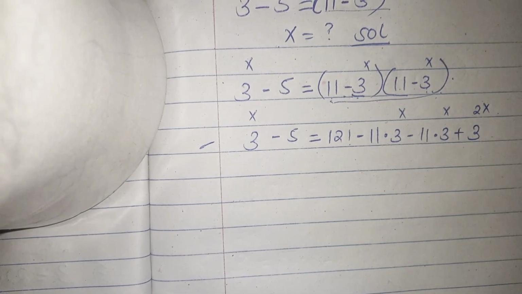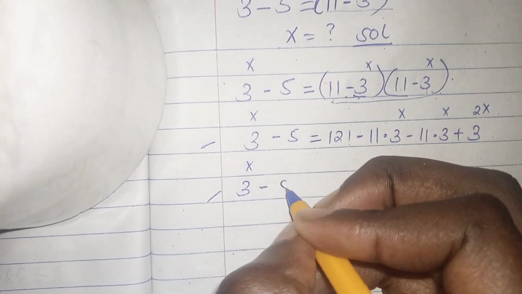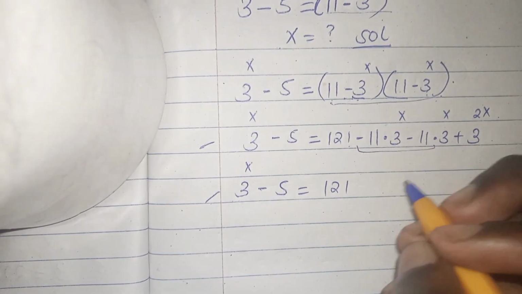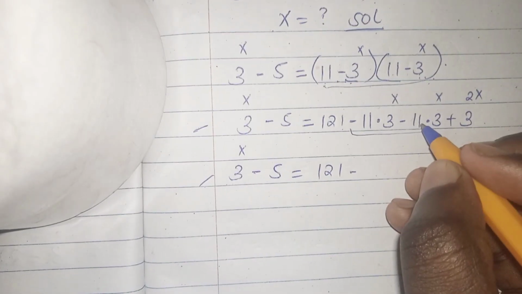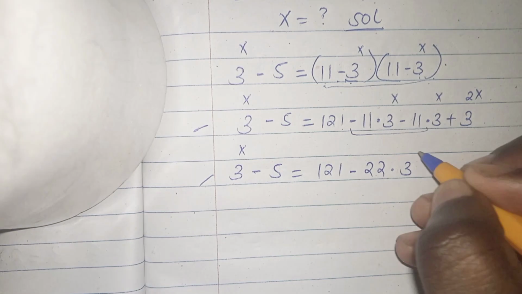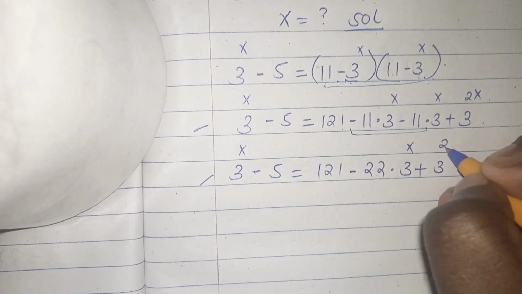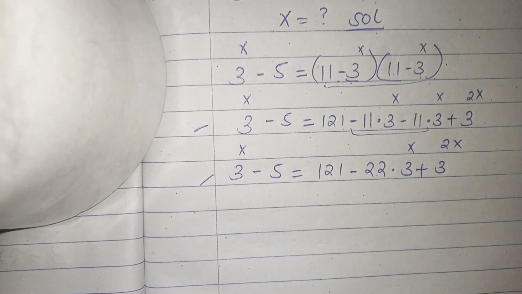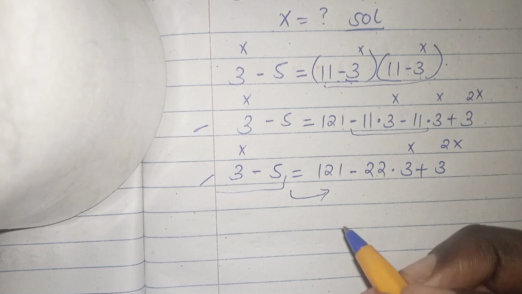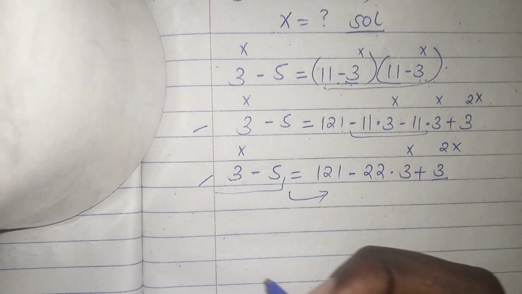Okay, so in our next step, 3^x - 5 = 121. So this becomes minus 11 minus 11, this is minus 22 times 3^x plus 3^(2x). In our next step, we are going to bring this to our right hand side and rearrange the whole equation.